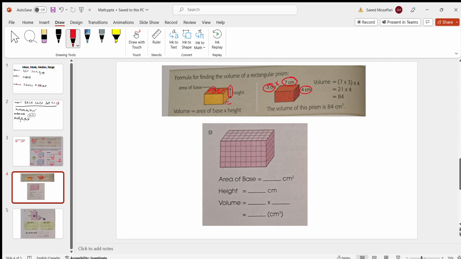Now it gives us another example. Area of base. Here, for the area of base, we got to count 1, 2, 3, 4, 5, 6, 7, 8, 9, and 4, 1, 2, 3, 4. So we could say 9 times 4, or we could simply say 36 cubic centimeters. Now the height, this one should be easy. It's 1, 2, 3, 4, 5. The height is 5 centimeters. Now the volume, we got to do 36 times 5. And that would give us 180 cubic centimeters.